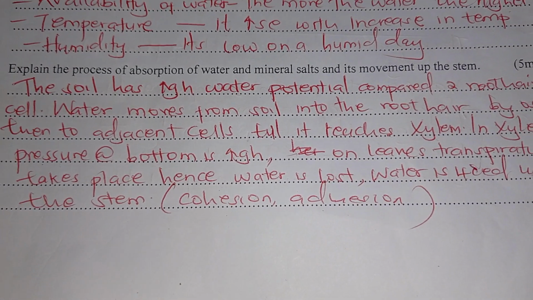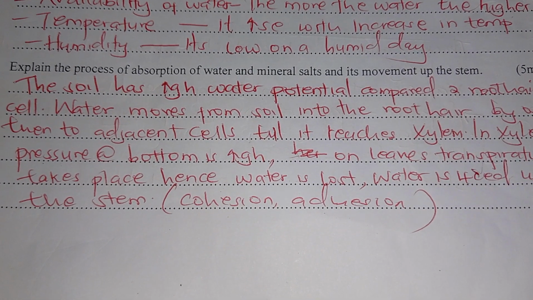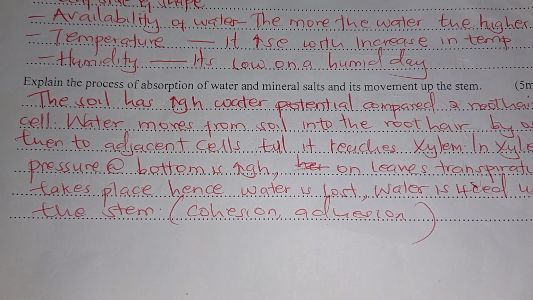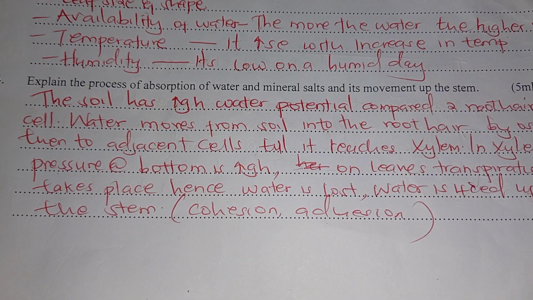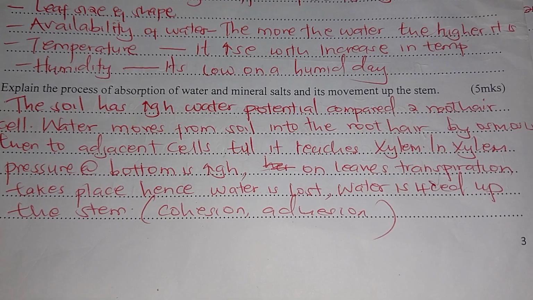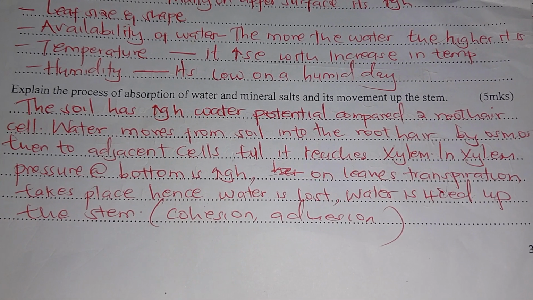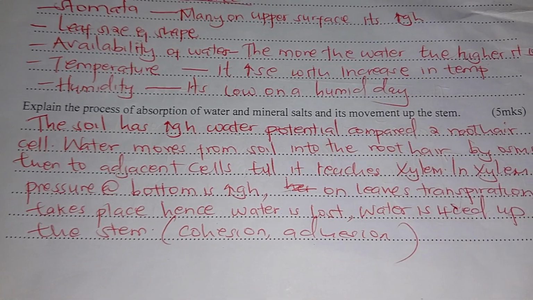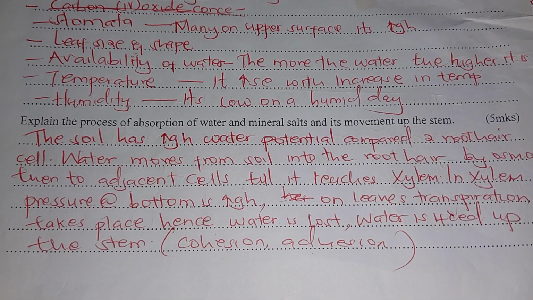Explain the process of absorption of water and mineral salts and its movement up the stem. So this is how you explain in short. The soil has high water potential compared to the root hair cell. So water moves from the soil into the root hair cell by osmosis. Then the adjacent cell becomes a region of high water potential. Then water will move from one cell to the next by osmosis until it reaches the xylem vessels.